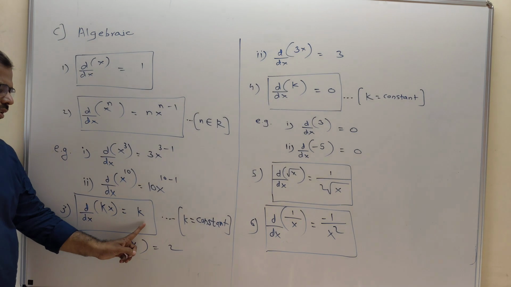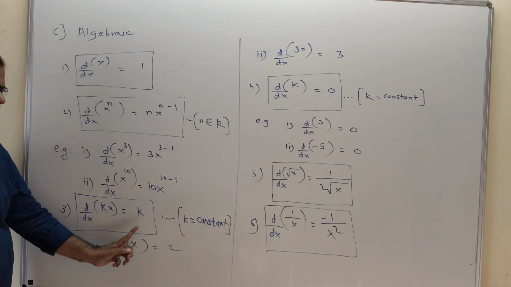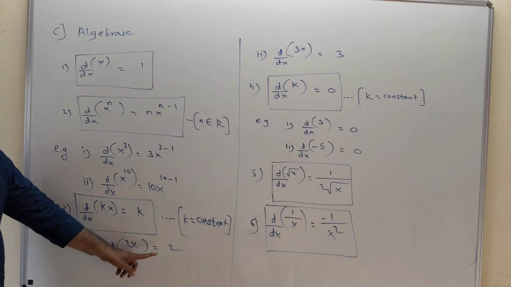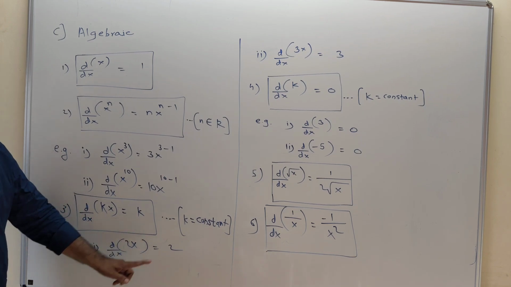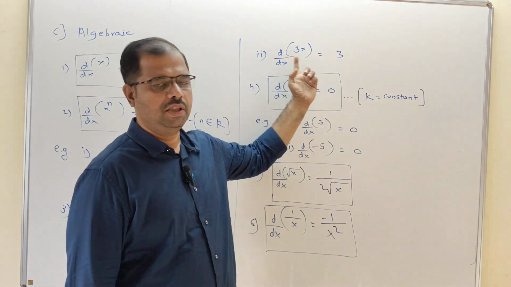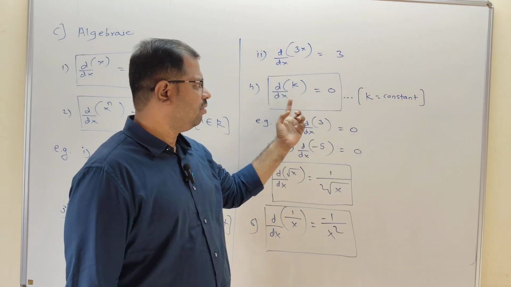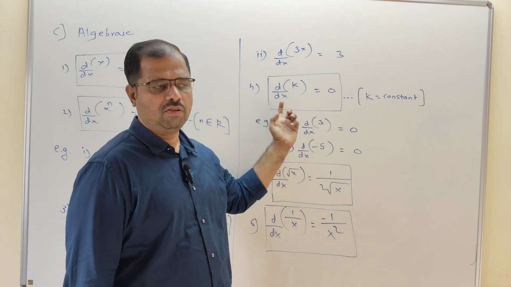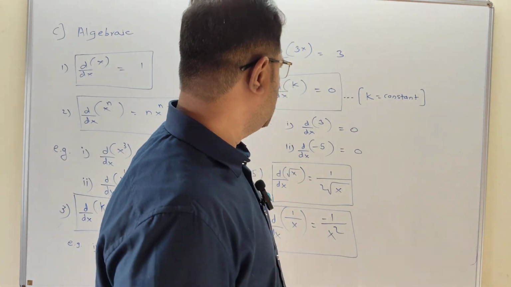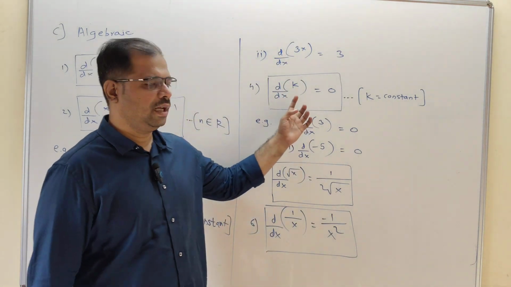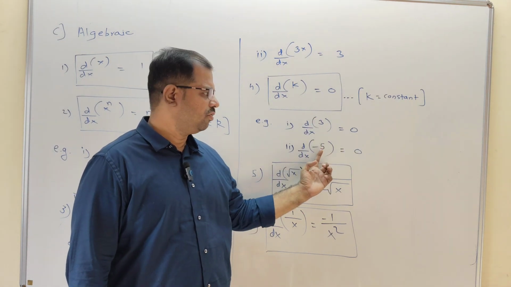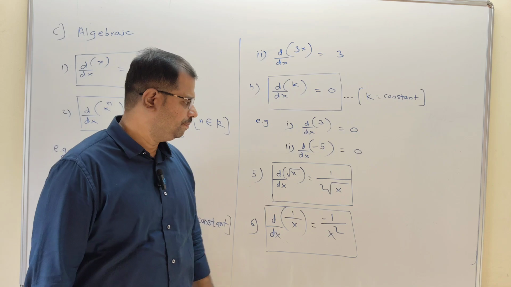डेरिवेटिव ऑफ kx इज इक्वल टू k, वेयर k इज कांस्टेंट. फॉर एग्जांपल, डेरिवेटिव ऑफ 2x इज इक्वल टू 2. डेरिवेटिव ऑफ 3x इज इक्वल टू 3. डेरिवेटिव ऑफ कांस्टेंट इज इक्वल टू 0. Constant means the term which does not consist of any variable like x or y. Derivative of 3 is equal to 0. Derivative of minus 5 is equal to 0.